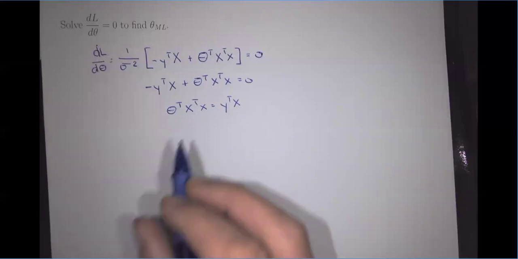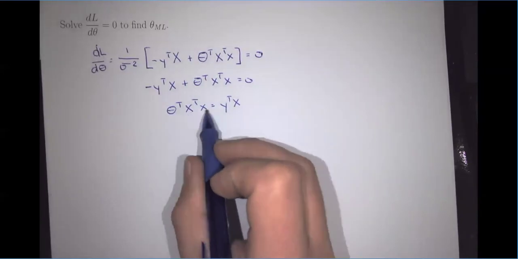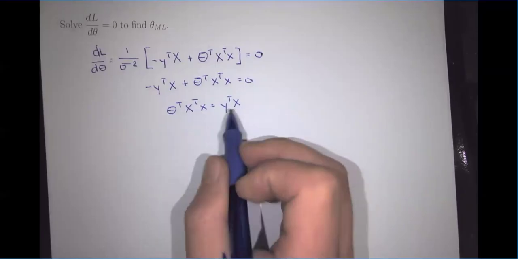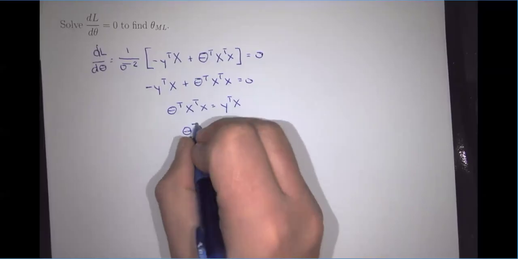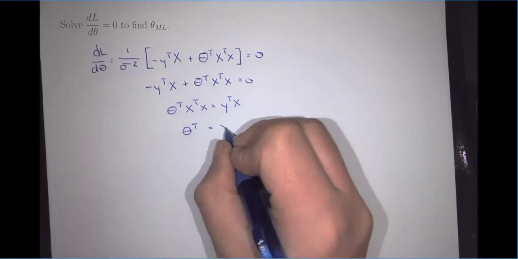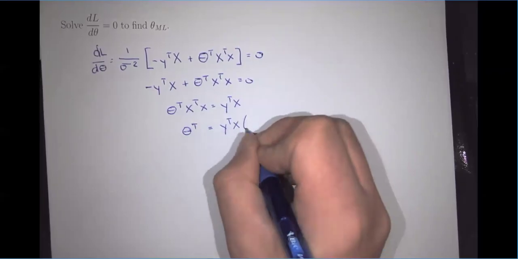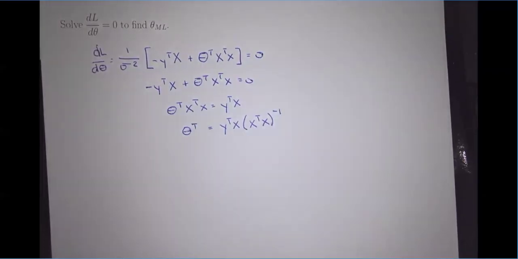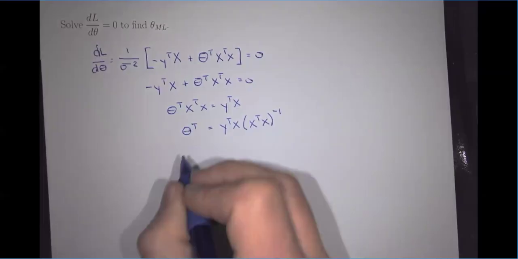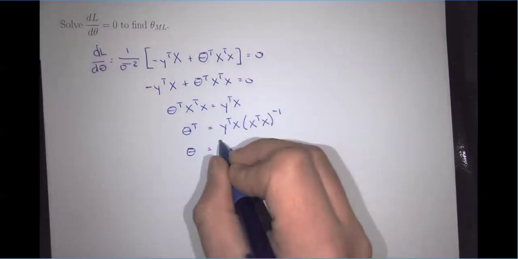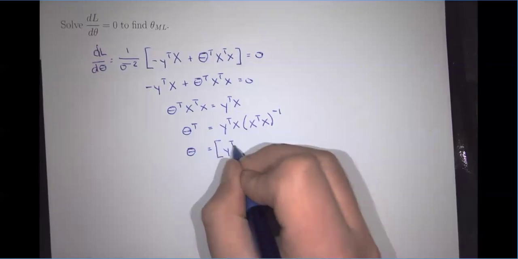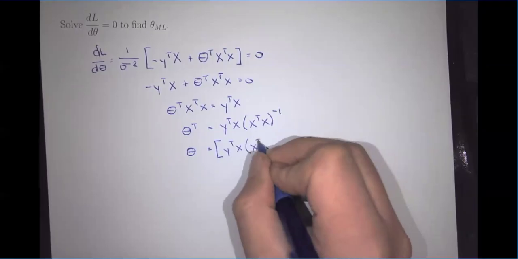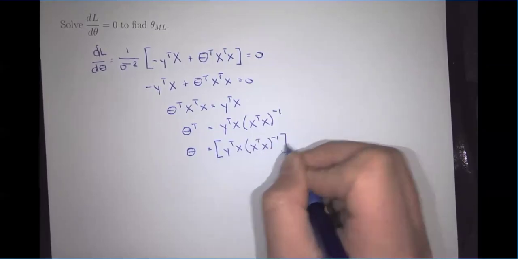We can take inverses on both sides, or not inverses on both sides, but we can take the inverse of this guy, the xᵀx, and multiply by it. So we get θᵀ is equal to yᵀx times (xᵀx)⁻¹. Which means that θ, our parameters, have to be the transpose of yᵀx(xᵀx)⁻¹.